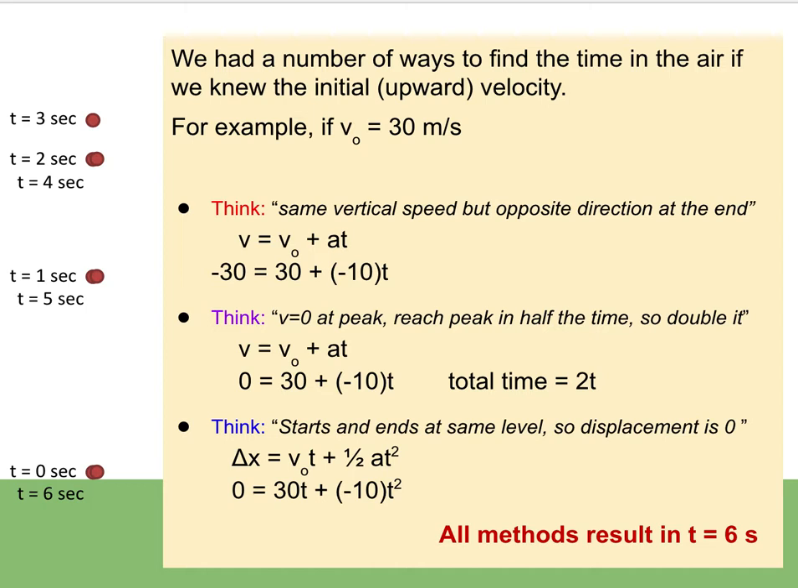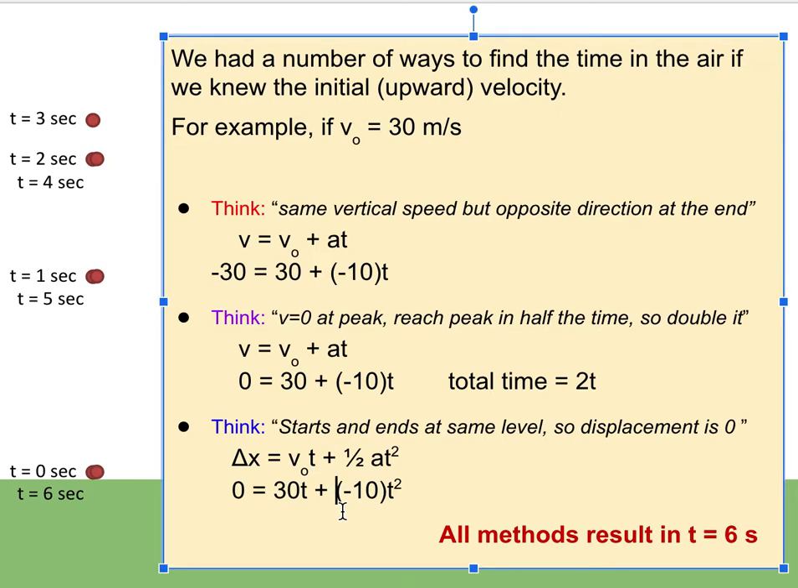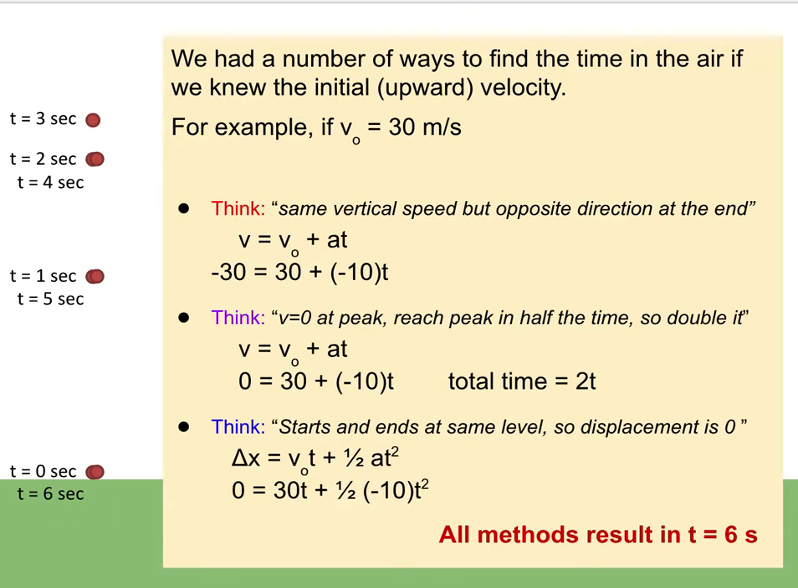Or we can focus on the fact that it starts and ends at the exact same height above the ground. There's no difference in the beginning and the ending positions. And so we could set the delta x or the delta y as 0 and solve from there to get our time. And I just noticed there's a mistake in here. There should be a 1/2 right in here. Let me see if I can change that real quickly. Yes, I can. Okay, so there should be a 1/2 in that equation.